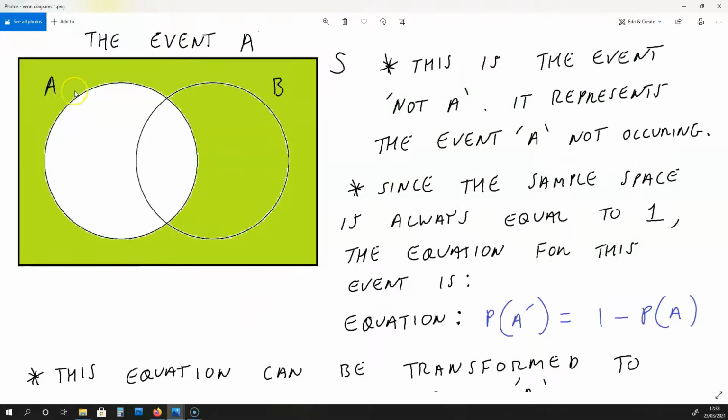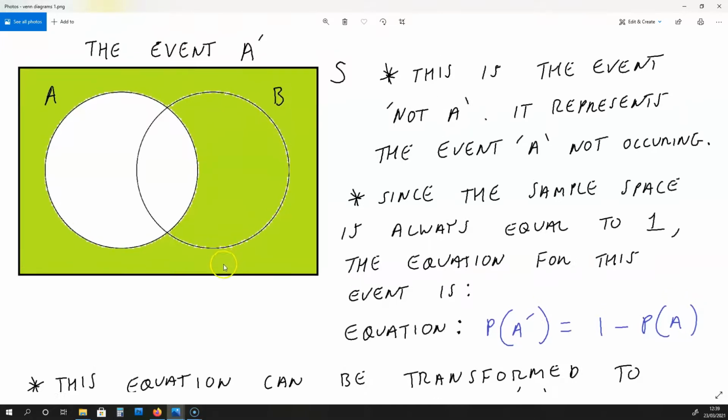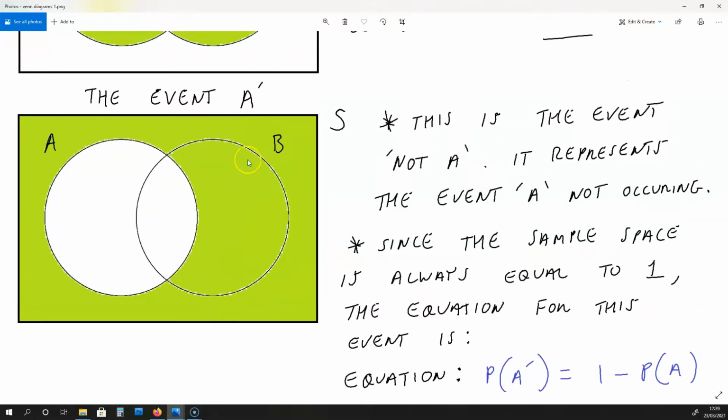And in this Venn diagram, the part outside of the circle A is going to be shaded. Okay? And that represents the event not A. We can have something similar for the event not B. So the part outside of the circle B would be shaded in the event of the event not B.